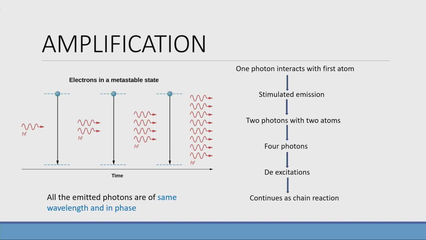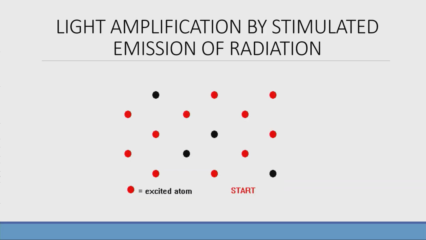Now, how does amplification happen? In a state of population inversion, where more atoms are in the excited state, one photon strikes one atom, and 2 photons are produced. Again, they strike another 2 atoms, and 4 are produced. Similarly, it continues as a chain reaction. So this is how amplification happens. Now coming back to the term: light amplification by stimulated emission of radiation.